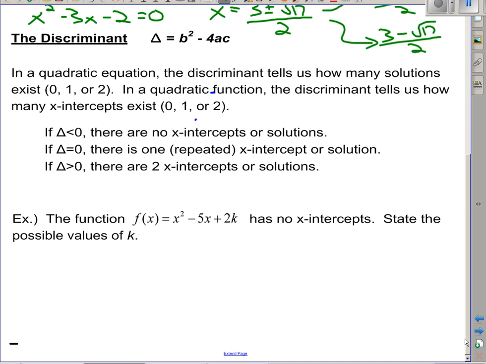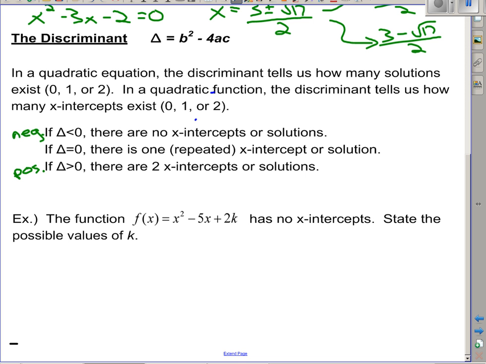So if your discriminant is negative, it means that there are no x-intercepts for the graph or no solutions for a single variable equation. If the discriminant is 0, there's one repeated x-intercept or solution. This means that for a graph, you're going to have the vertex right on the x-axis. And if the discriminant is positive, there are two x-intercepts, or two solutions.